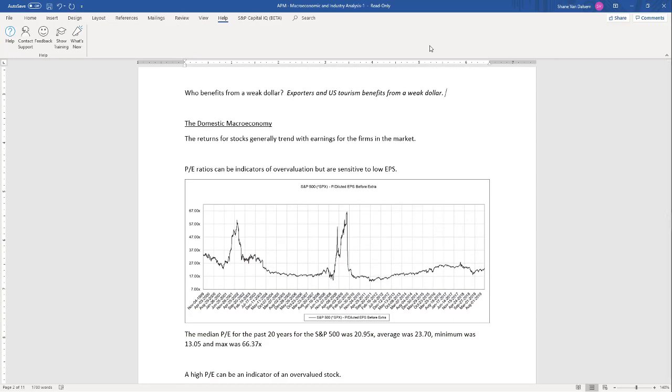The domestic macroeconomy: returns for stocks generally trend with earnings for the firms in the marketplace. PE ratios can be indicators of overvaluation, but are sensitive to low earnings per share. So let me translate that a little bit.